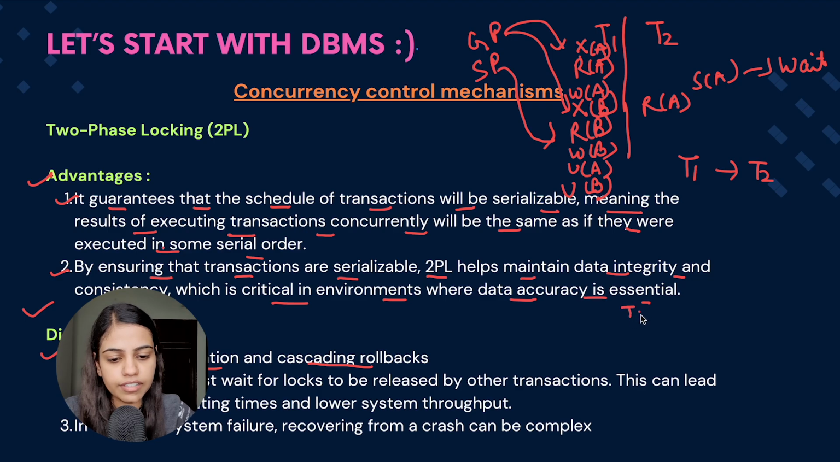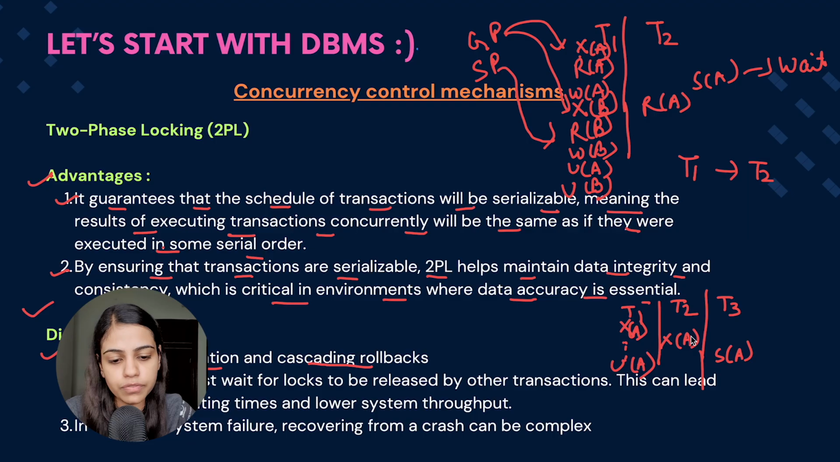Consider there are three transactions T1, T2 and T3. As part of T1 we are acquiring an exclusive lock on A, as part of T2 we are acquiring an exclusive lock on A, and as part of T3 we are acquiring a shared lock on A. Now consider that T1 has come to its shrinking phase and an unlock has happened. T2 was waiting for this unlock to happen so that it can acquire an exclusive lock, and T3 was waiting for T2 to complete so that it can acquire a shared lock.